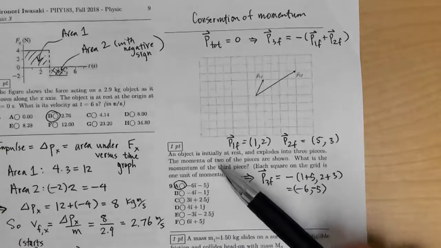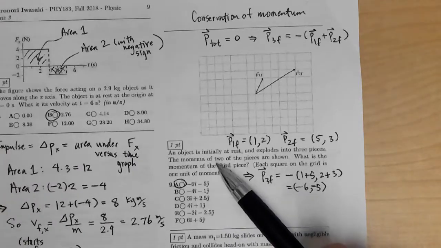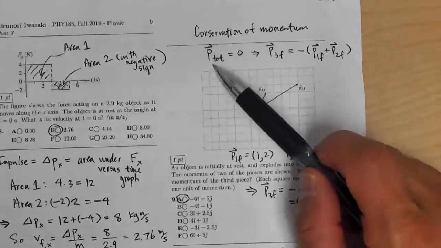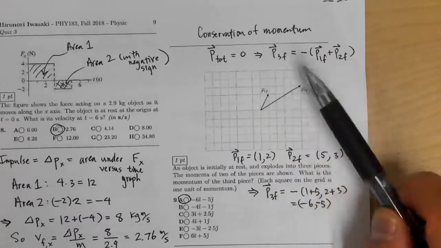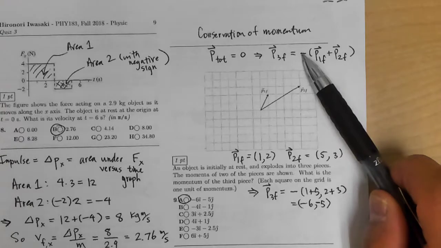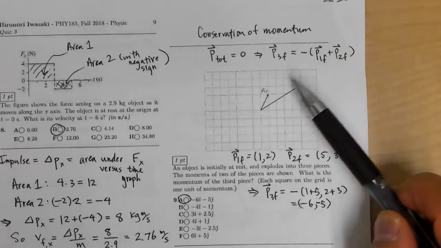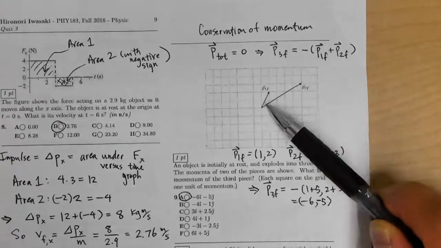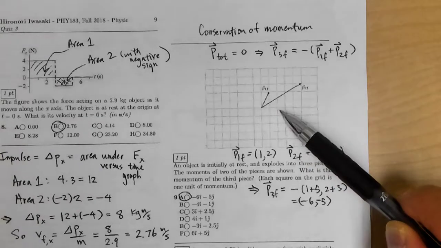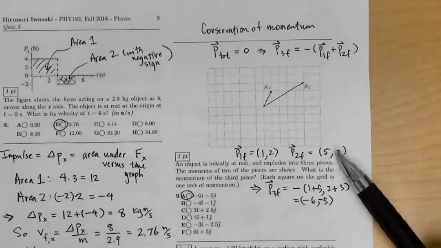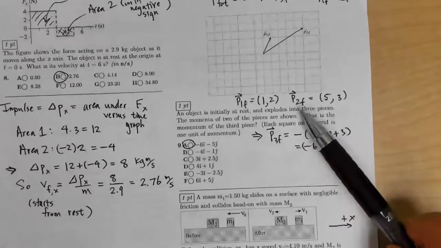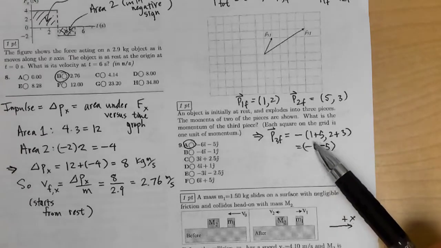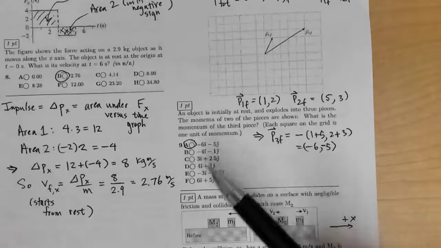Next problem. An object is initially at rest and explodes into 3 pieces. The momenta of the 2 pieces are shown. What is the momentum of the third piece? Okay, it starts from rest, so the total momentum has to be 0 by conservation of momentum. There's no external forces. So P3 final must be negative the sum of P1 plus P2 final. The components of P1 final are 1, 2, and the components of P2 final are 5, 3. So P3 will be negative the sum of these two, so 1 plus 5 is 6, 2 plus 3 is 5, put the negative sign in, so negative 6i, negative 5j.